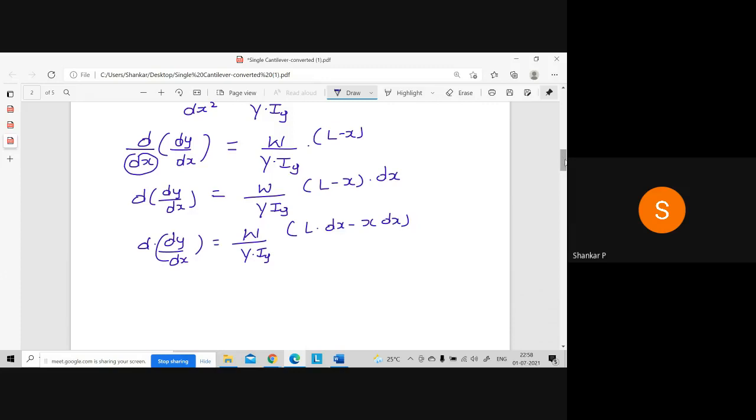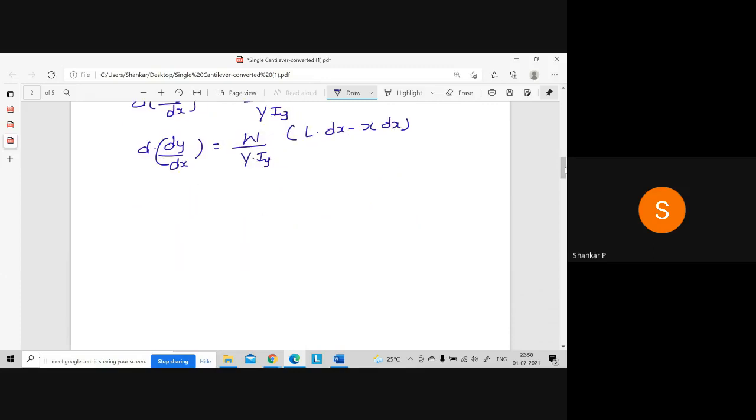Now integrate this. Upon integration of the above, integrating with respect to x, the left hand side will be dy by dx is equal to W by Y into Ig.